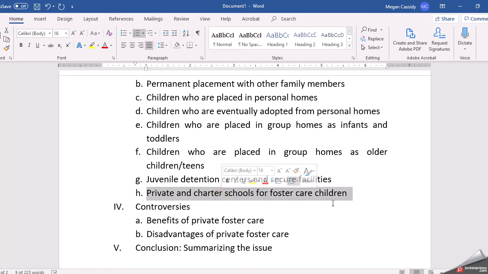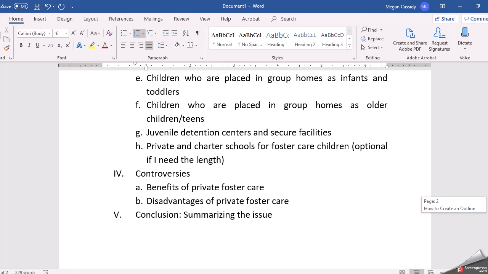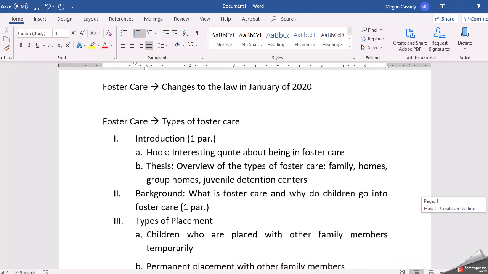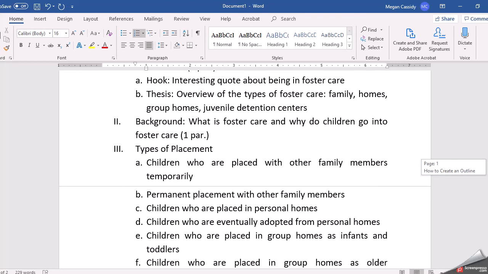Possibly I would say, do I need to talk about schools? Again, it looks to me like I would have enough length, so maybe I keep that in, or maybe I cross it out or delete it. Or I say, just as a note to myself, optional if I need the length. That's basically how you create an outline. You're just saying to yourself, here's what I'm going to talk about first, here's what I'm going to talk about second, and then you have your outline in front of you when you go to write to organize your ideas and to make sure that you follow your plan.